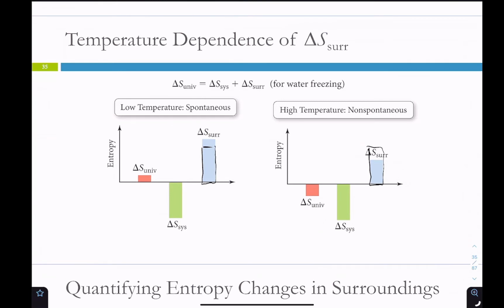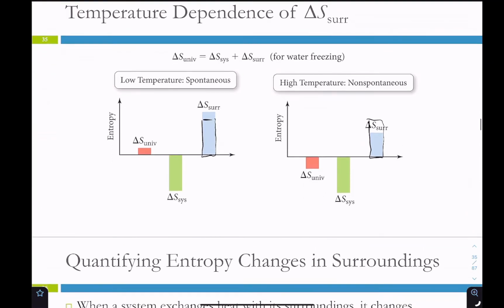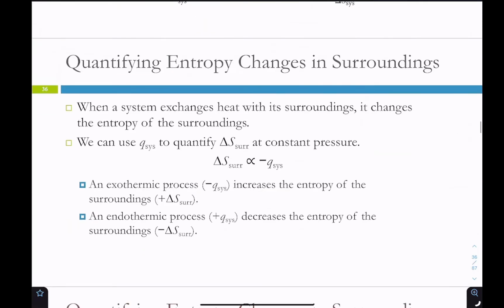So it's these two things together. And eventually, we want to get to a point where we don't have to rely on this calculation of the entropy of the surroundings, because we can quantify our system. We know what's in our system. The surroundings is kind of nebulous. So we can quantify that in terms of our system.